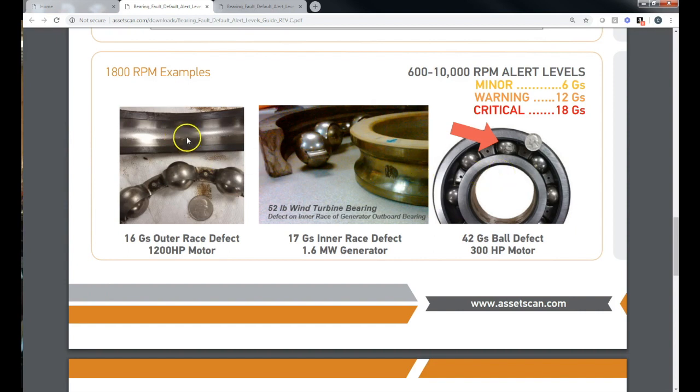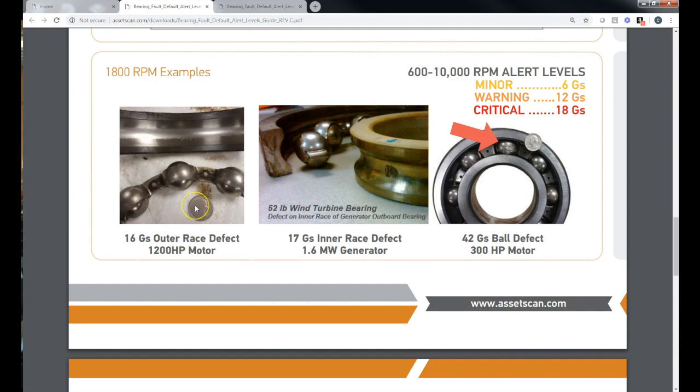The one on the left is an outer race wear fault. The one in the middle is an inner race fault. And the one on the right is a defect in one ball of the bearing. Starting back to the left, the outer race fault was reading 16 Gs. This was a 1200 horsepower motor and a vacuum pump in a paper mill application.